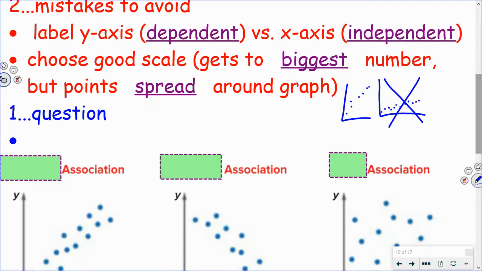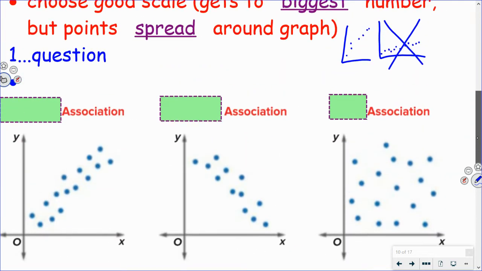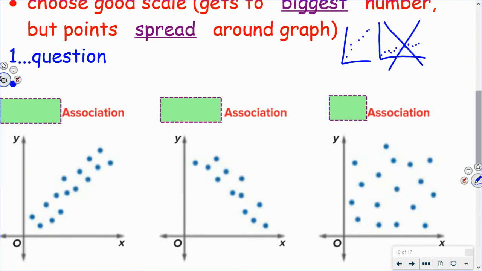All right, I'm going to ask you to pause the video at this time. One question you have about scatter plots, and you're welcome to take a sneak peek down here before I talk about it. One question you have, pause the video, come on back when you're ready.